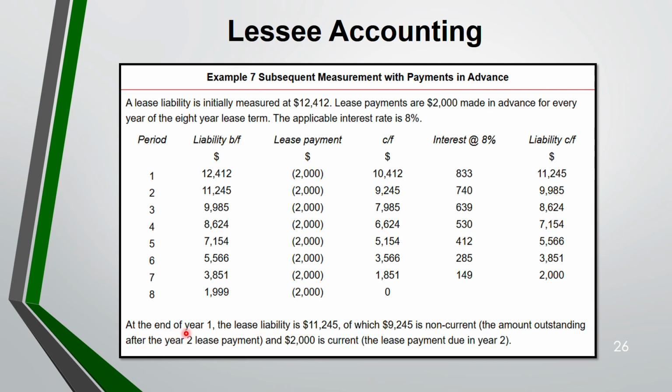So here at the end of year 1, your lease liability is 11,245. This one. Okay, so out of this, 9245 is your non-current. That is this amount that you have carried forward, the amount outstanding after the year 2 lease, and 2000 is current because you are paying 2000 currently. See, now you are making advance payment. So this is your current. So just deduct 2000 from 11,245, you will get 9245.